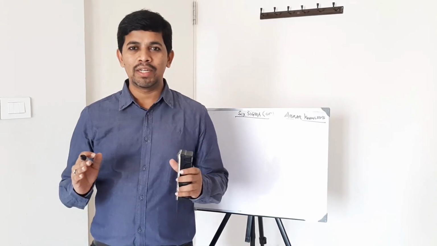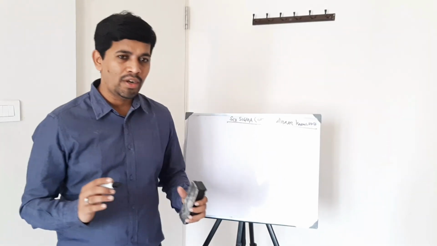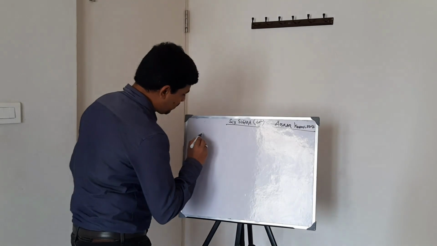Today we will be learning about Six Sigma. In Six Sigma we will be learning about the measure phase. In the measure phase, as you know, there are three key elements to remember. One is something called stable.